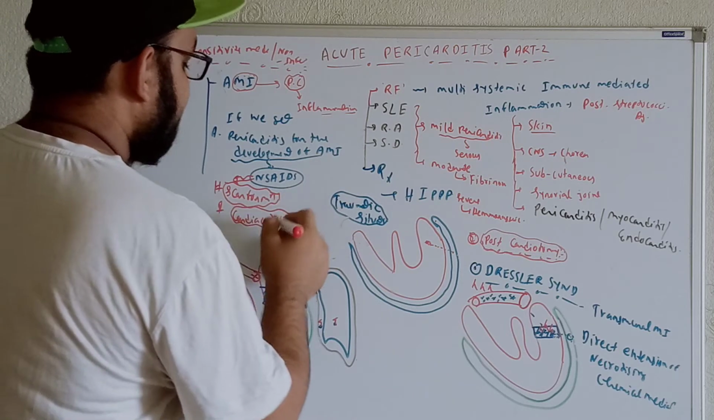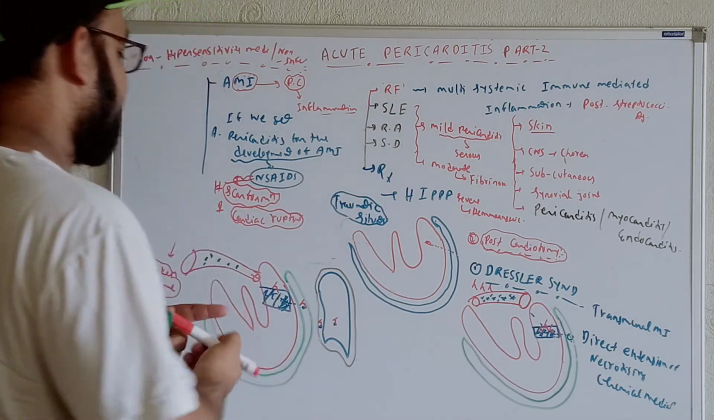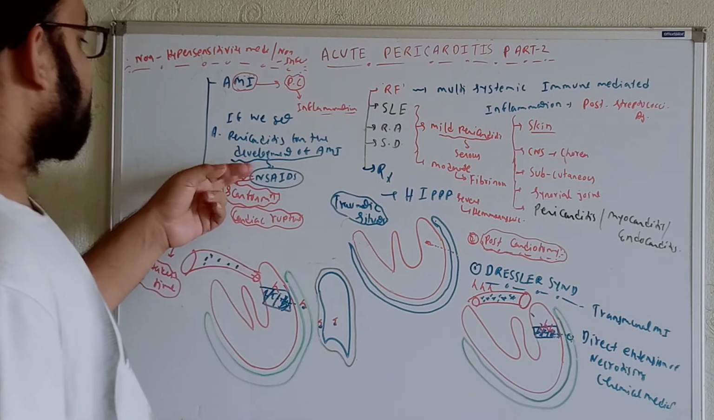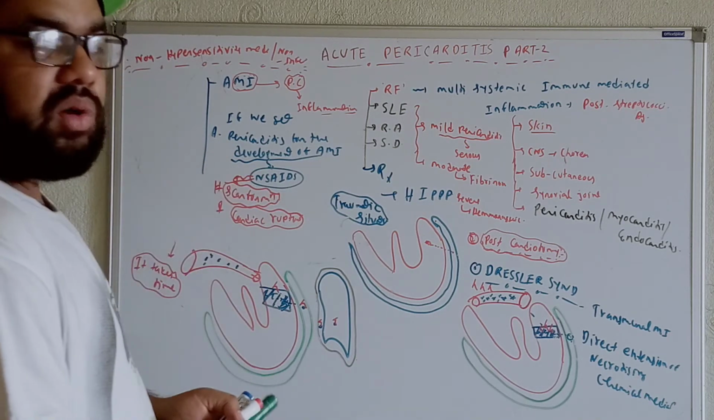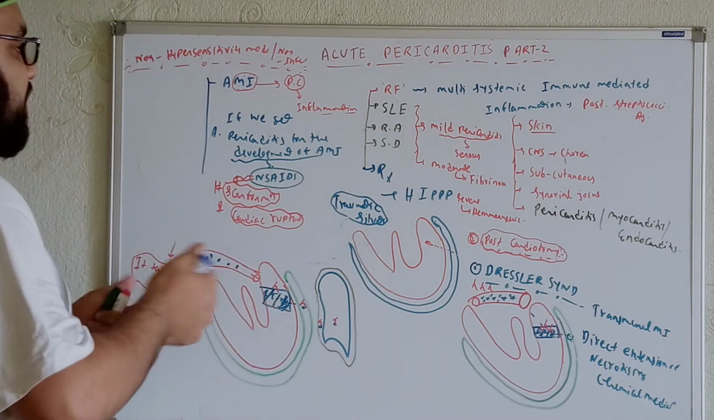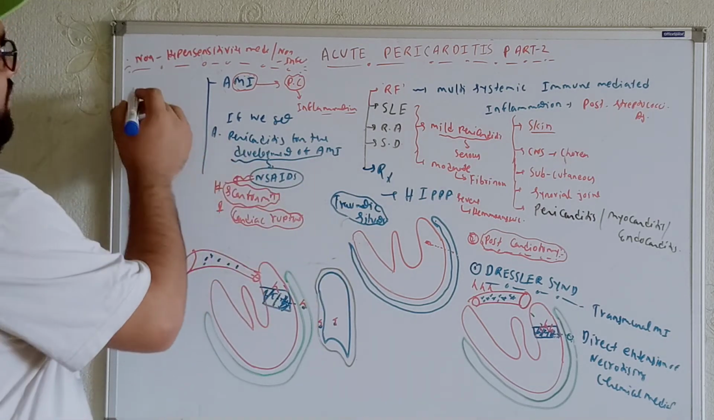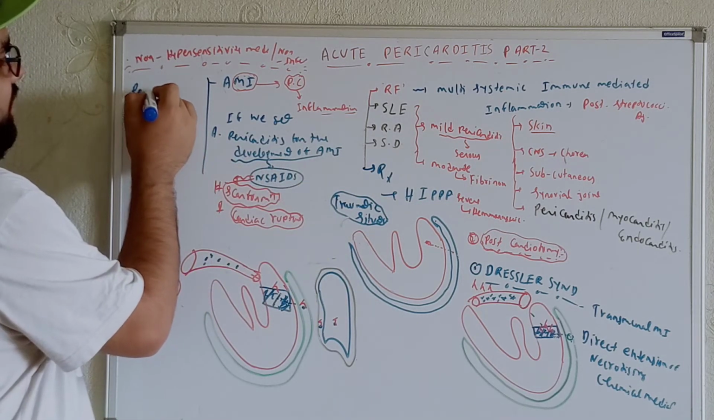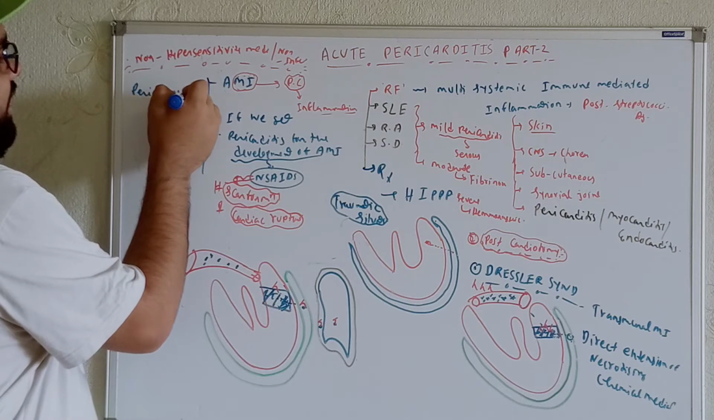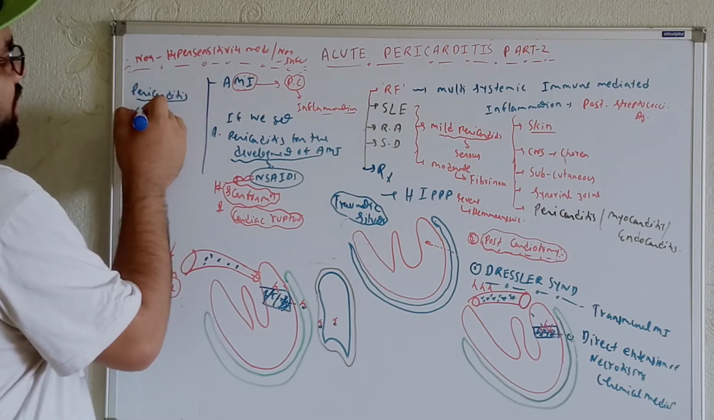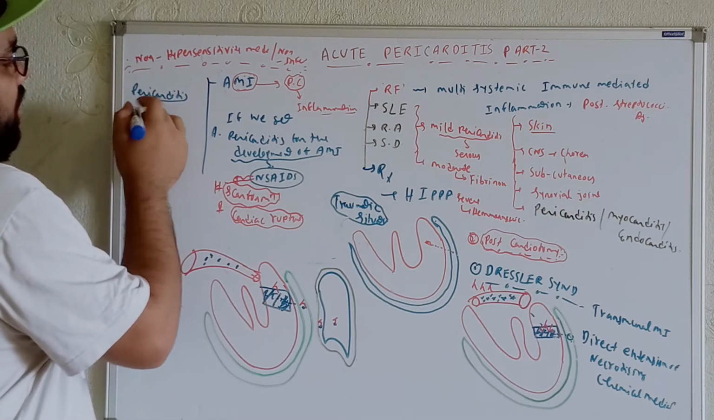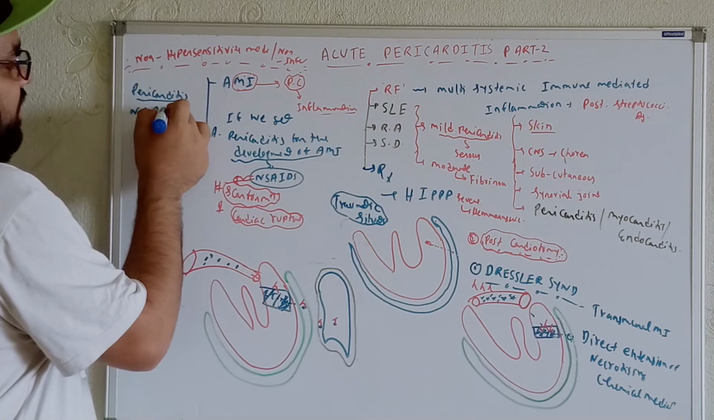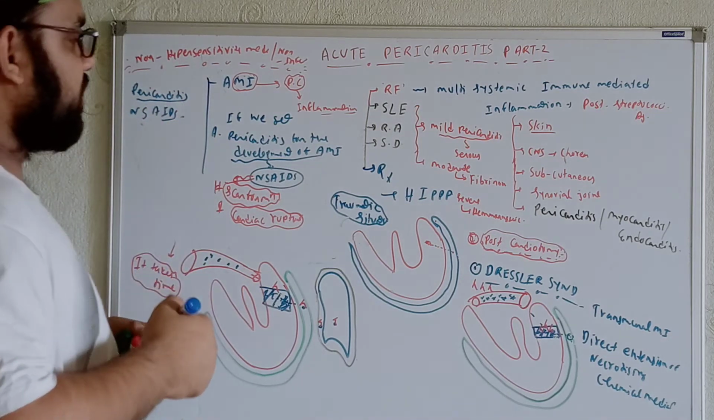The chances for the rupture of the heart will get increased, so we are not supposed to use these drugs. Normally, what do we know? If we see the isolated development of pericarditis, at that time normally what we use? We use non-steroidal anti-inflammatory drugs. But in these cases, we are not supposed to use them.